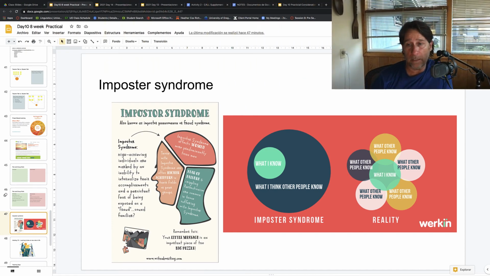This last thing we're going to talk a little bit about is developing a teaching persona, and this comes with this idea of imposter syndrome. I know when I first started teaching, I felt like, who am I to get up in front of the classroom and teach?